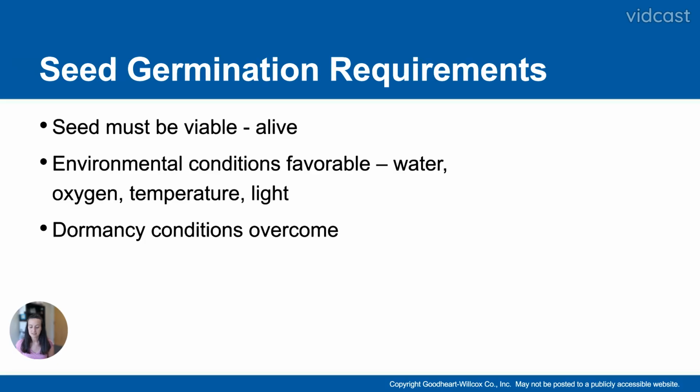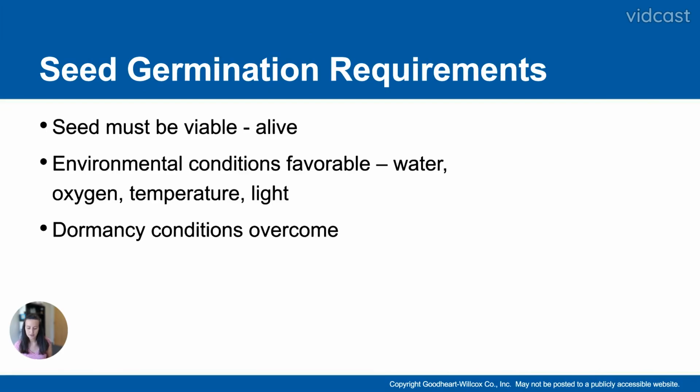First off, that seed has to be viable. Viable means that the seed is alive and it's actually going to produce something. Number 2, environmental conditions must be favorable, so having the right amount of water, proper temperature, oxygen, and sometimes light, depending on the plant species. And number 3, dormancy conditions have been overcome. We're going to talk even more in detail about those dormancy issues later. So if these conditions have been fulfilled, then the early phase of germination can begin.